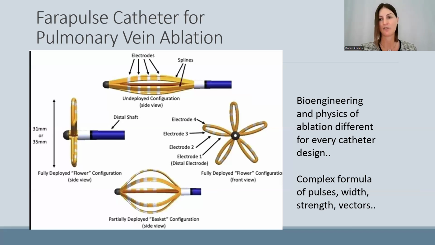But this is basically what the world's been using and what we're using currently, everyone's using currently around Australia. So this is the type of catheter that delivers the pulsed field ablation currently.